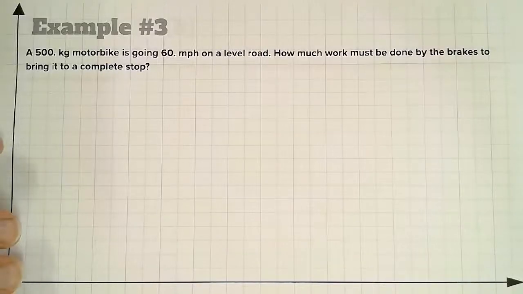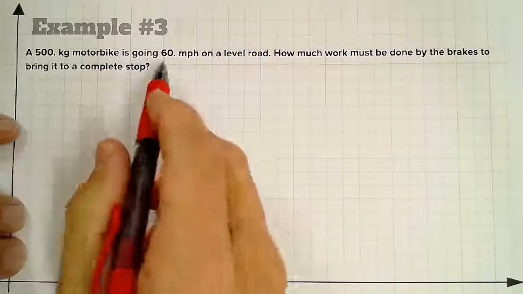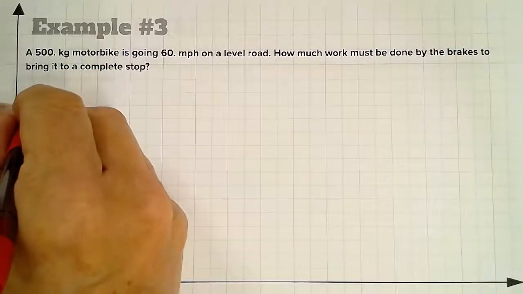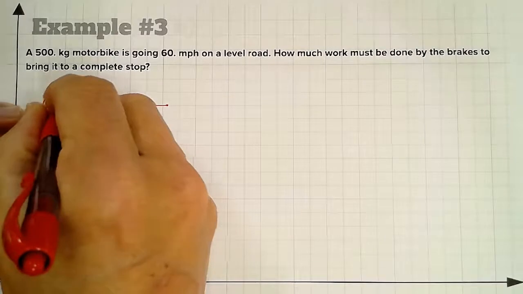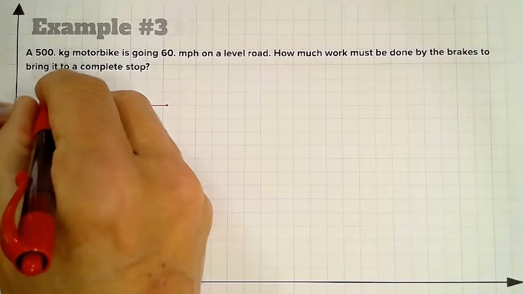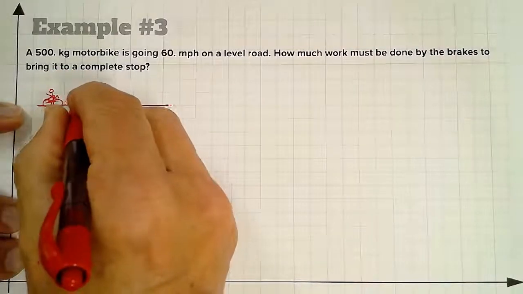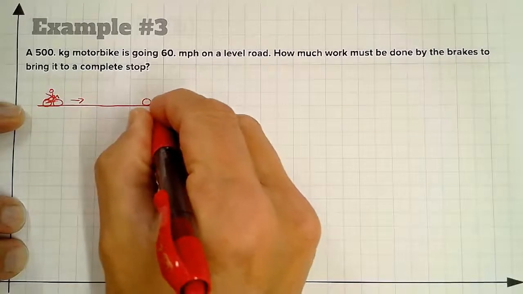All right, example 3 involves a motorbike that is going 60 miles an hour on a level road. So here we have a level road, and I've got a motorbike. So here we go. And it is zooming along, and it comes to a stop.